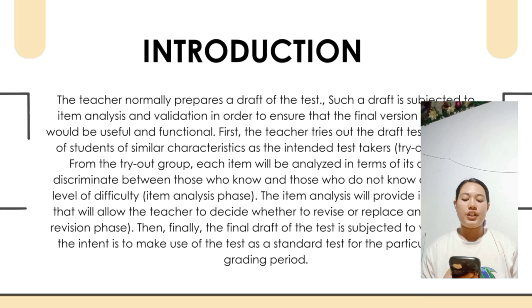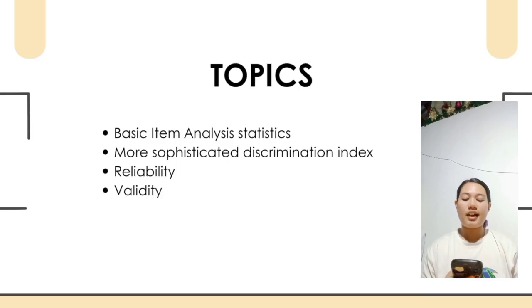Third one is the revision phase. Poorly performing items are revised or replaced. Lastly, the validation phase. The final test is validated for use as a standard evaluation tool. Our topic contains basic item analysis statistics, more sophisticated discrimination index, reliability, and validity.